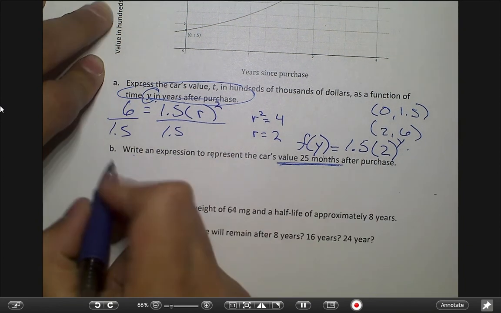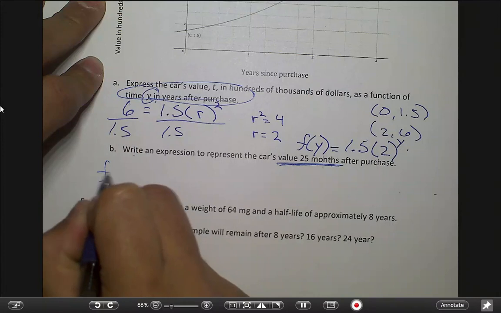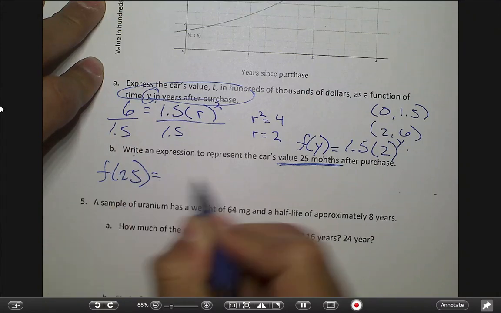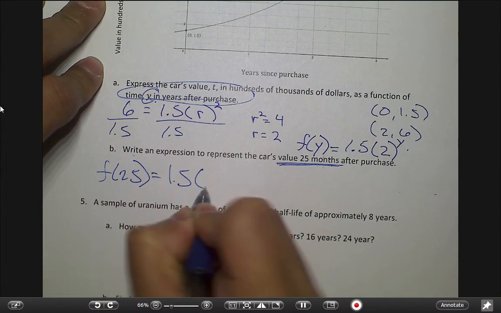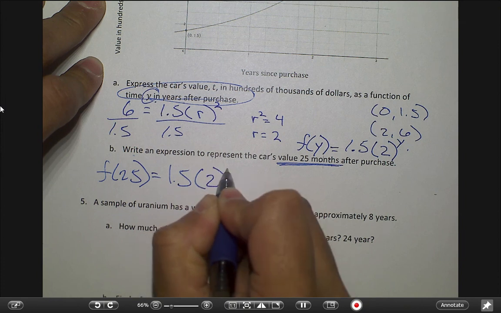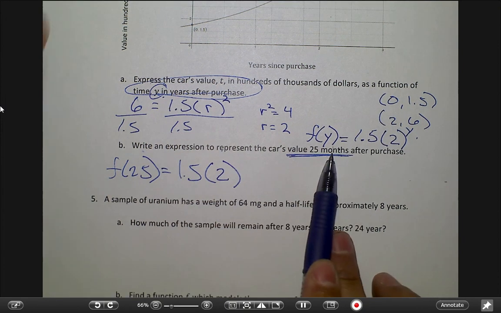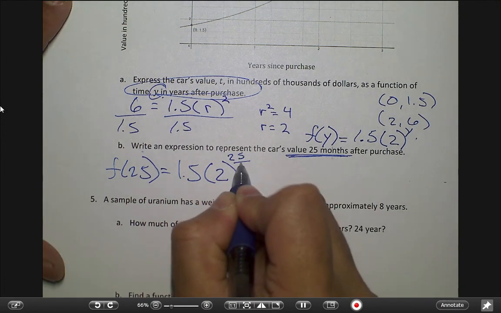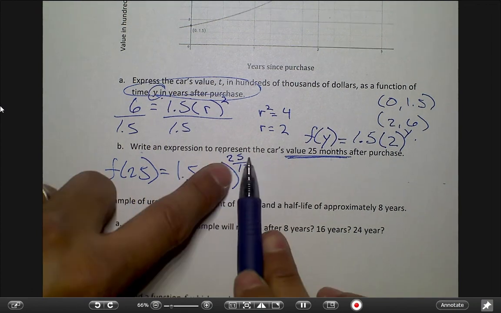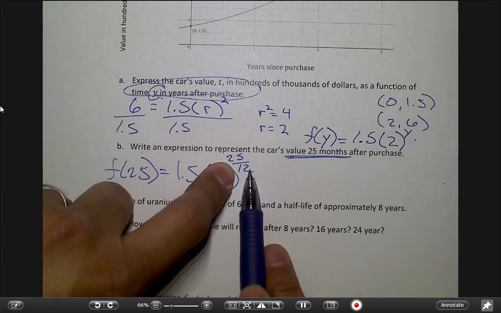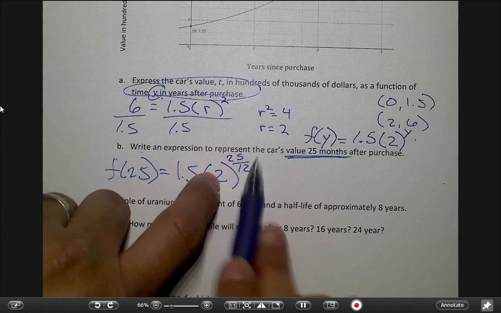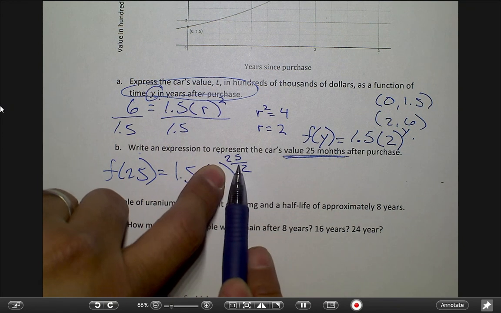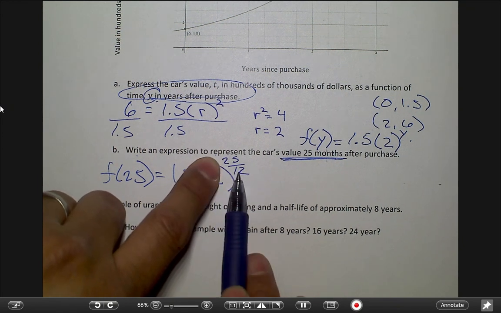So I'm going to write the whole thing. f of 25 is equal to 1.5 times 2 raised to the, now it's asking for months, right? 25 over 12. Because 12 months will give me 1 year. So every time I'm doing my math, if it was 12 over 12, that would be 1 year. If it's 24 over 12, that would be 2 years. Does that make sense or no?